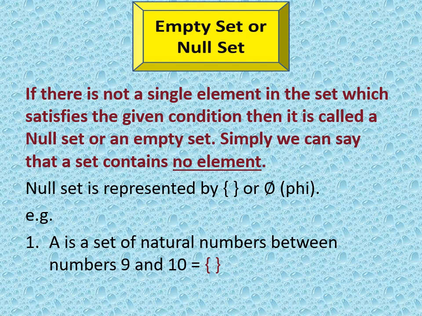Example: a set A is a set of natural numbers between the numbers 9 and 10. Natural numbers start from 1, 2, 3, 4 up to infinity. So between 9 and 10 there is no natural number. So this set is empty.